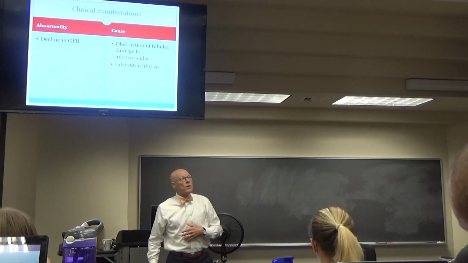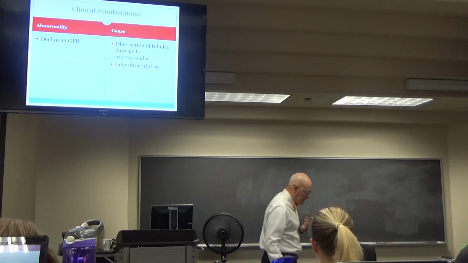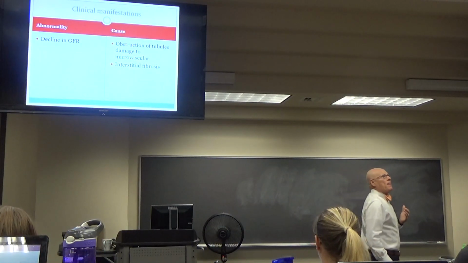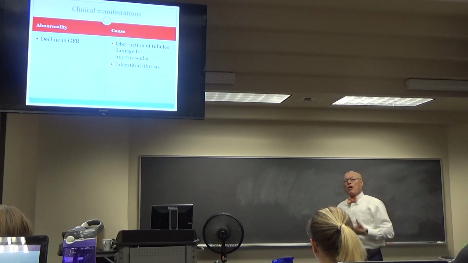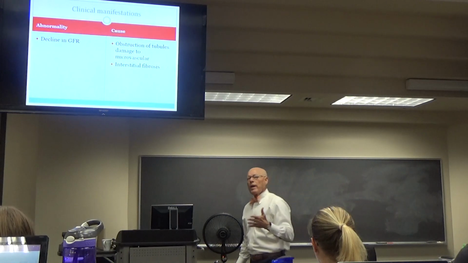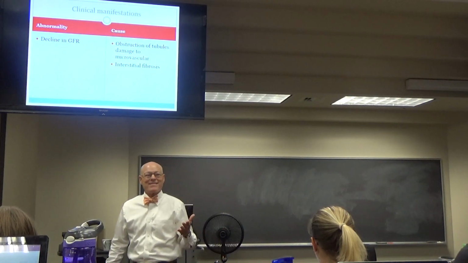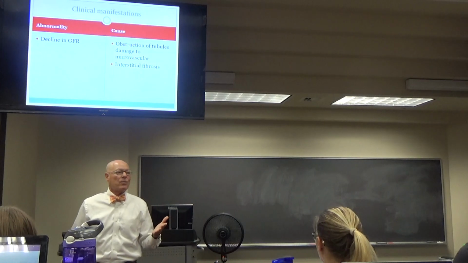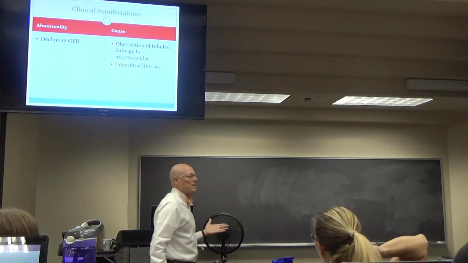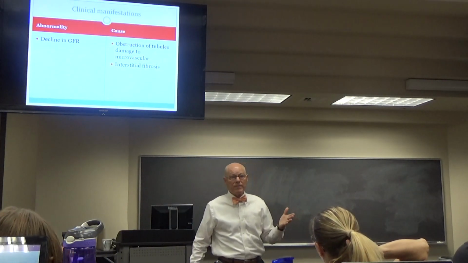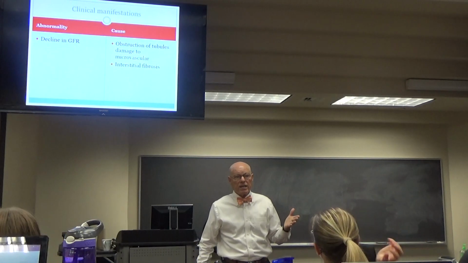Okay, so how do tubulointerstitial diseases present? They present with a decline in GFR, and the way we pick that up is what? How do we know that someone's GFR is down? They have what? Decreased urine output.